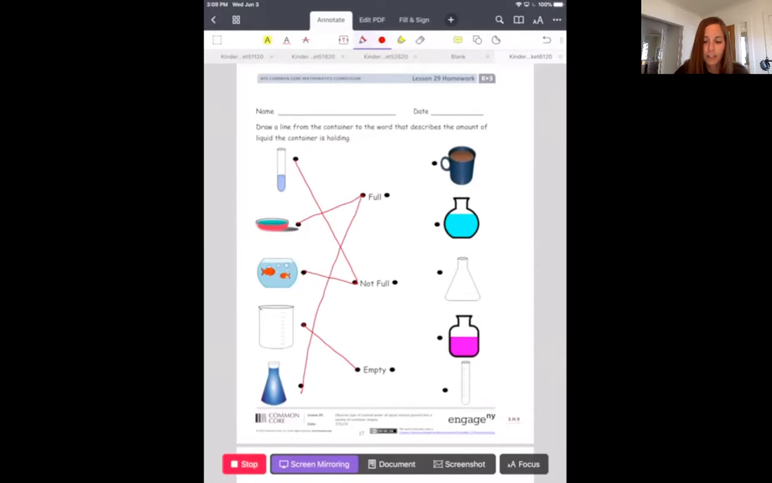Now let's look over here. We're going to go to the other side and look at our coffee mug. Do you think it's full, not full, or empty? I would say full. Yeah, it goes right to the top.